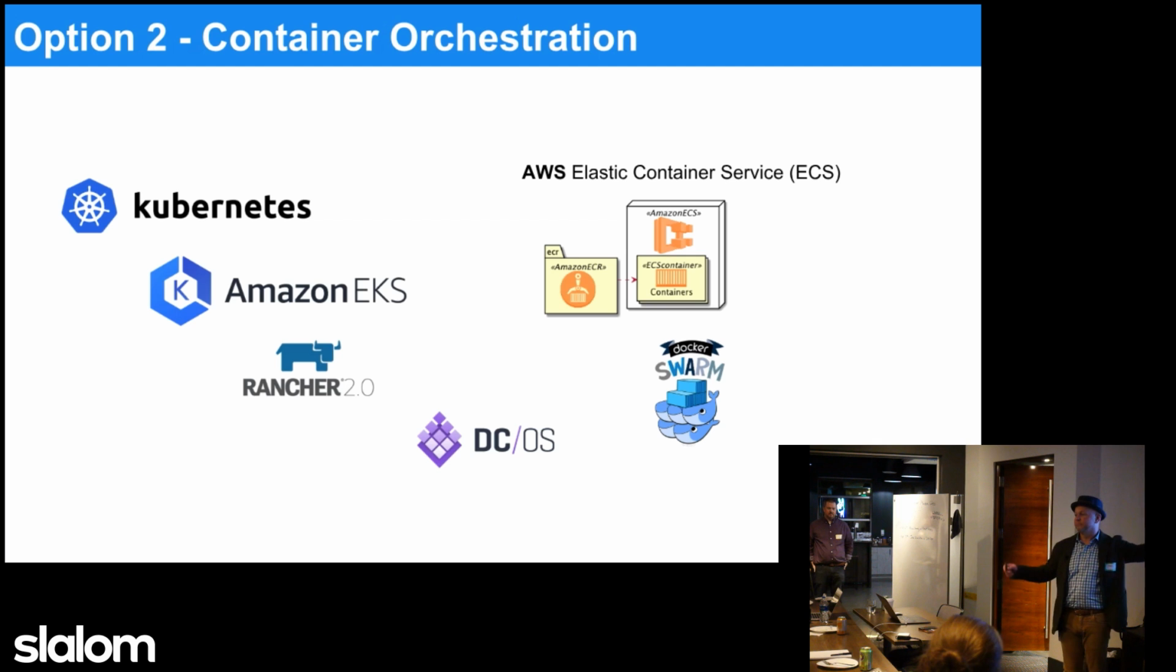Kubernetes owns 70% of the container orchestration market. Docker Swarm has actually died. Docker has given up on it, and now they are switching over to Kubernetes. So Docker runs its own thing, but it also runs Kubernetes.